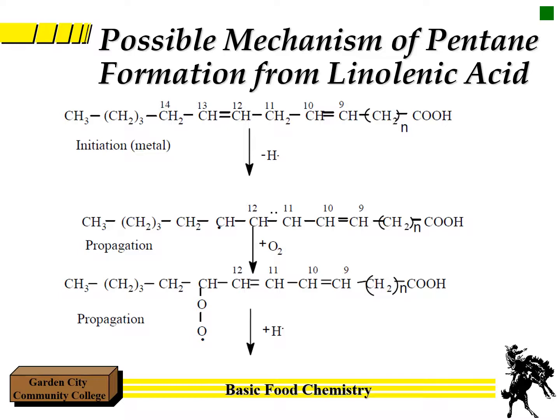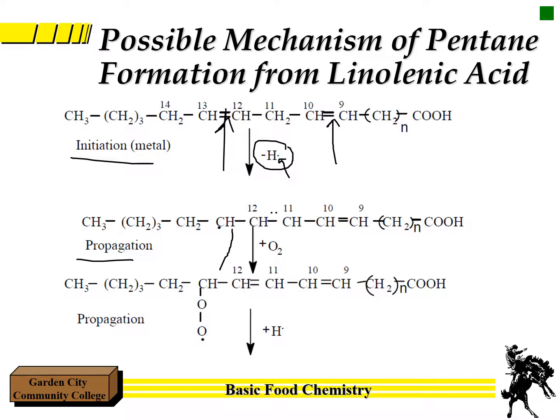So this is the possible mechanism for pentane formation from linolenic acid. So we have basically the initiation. Again, here's a free hydrogen. It's able to donate its electron, which you can see right there. The crazy thing about this linolenic acid is, what does it have? Double bonds. Those double bonds make it more conducive for that hydrogen to want to combine with it.